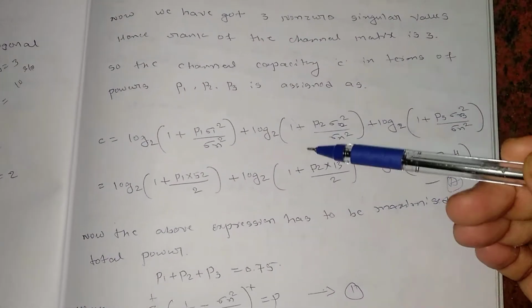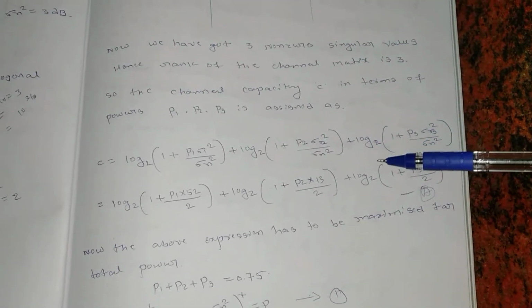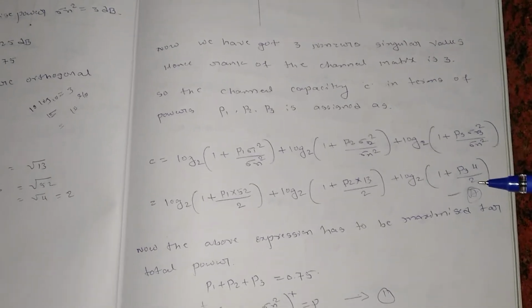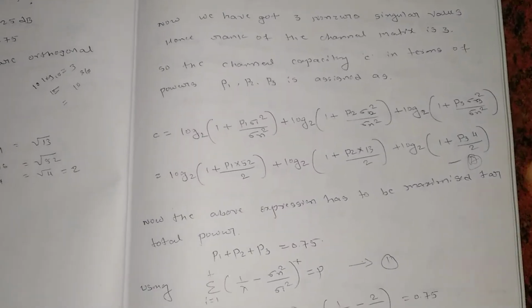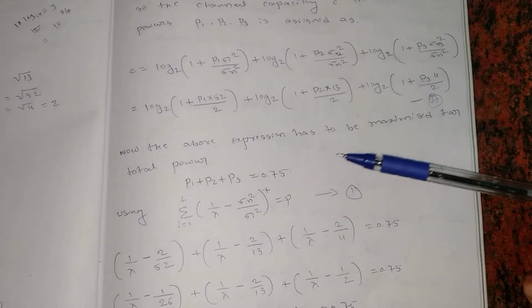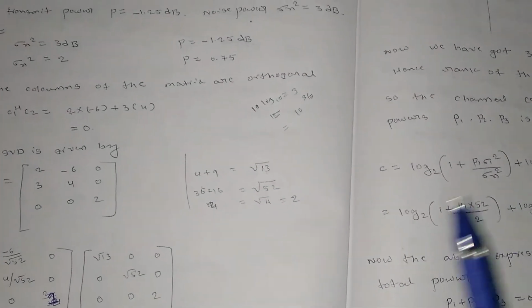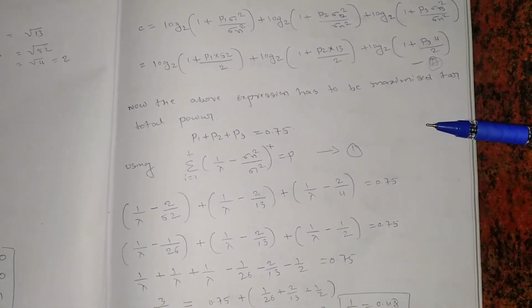After that, 1 plus P2 and sigma 2 square is 13, you can see from the above equations, right? And then 1 plus P3 by 2. So like this I will write it and name it as an equation. After that I will calculate the total power, which is equal to 0.75. It is from the fact that the total power they have given is 0.75, right? So I need to find out the Lagrangian constant, that is 1 by lambda.